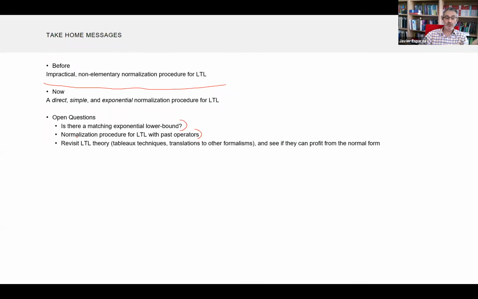And then, of course, now you can revisit your favorite result about LTL and see whether the fact that there is an efficient normalization procedure can help you. It may simplify your result. And that's it. Thank you for your attention.